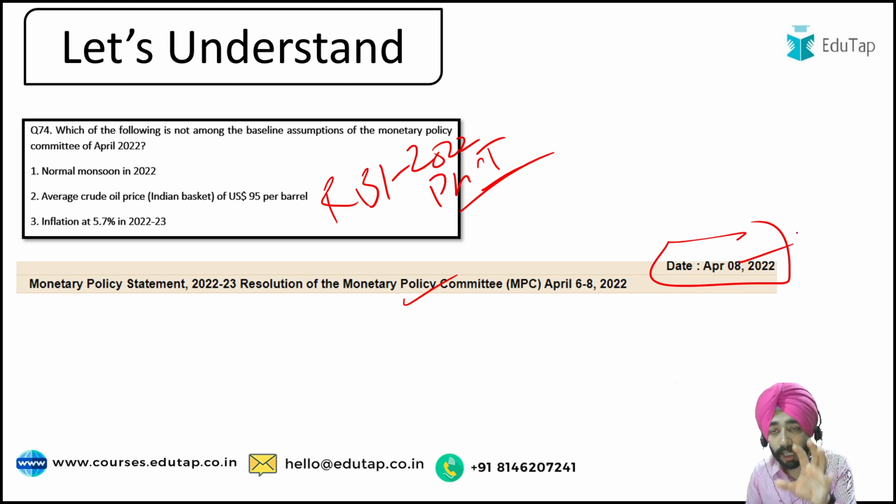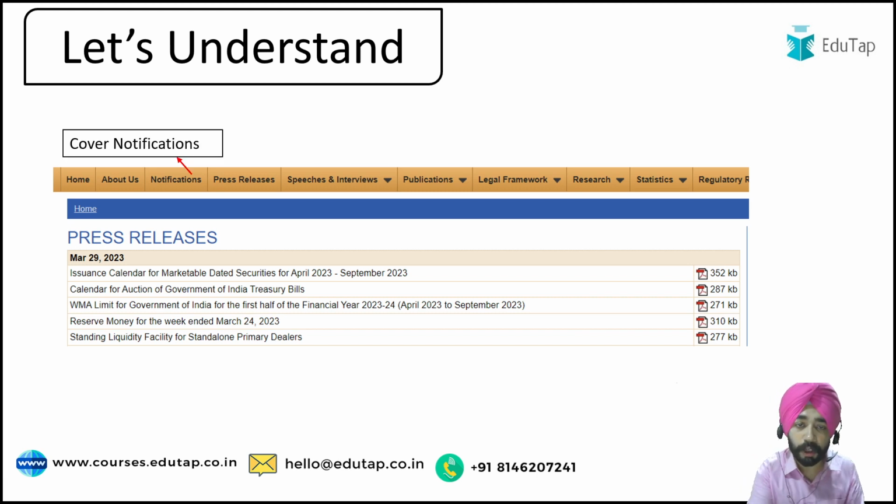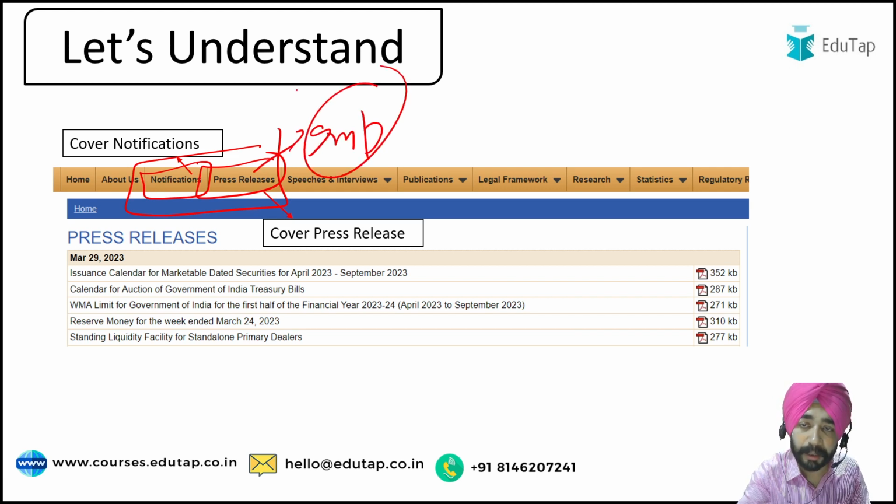Now when I talk about the RBI website, here something smartness could be used. First of all, what priority should be given when you are going to the RBI website? Your priority should be given to these things. First of all, look at the notification section, and then the press release section. So these two sections are important for us. सबसे पहले आपको इनको देखना है.